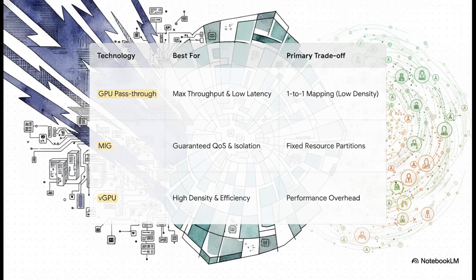Now, if you need guaranteed performance and strict security for multiple tenants, maybe for production AI inference, then you're going to want to look at MIG with its fixed, isolated partitions. And finally, if your main goal is getting the absolute most users on one card to maximize resource efficiency, like for virtual desktops, vGPU is the way to go, just as long as you can live with that performance overhead.